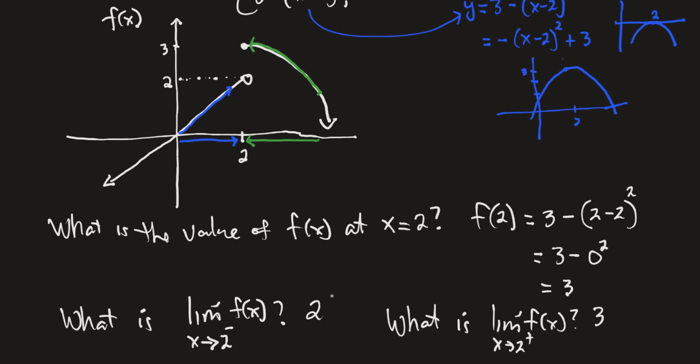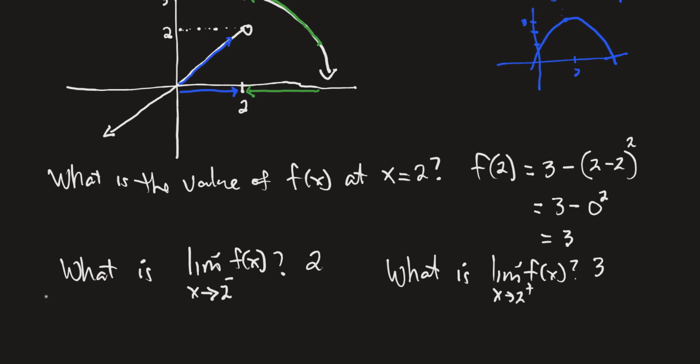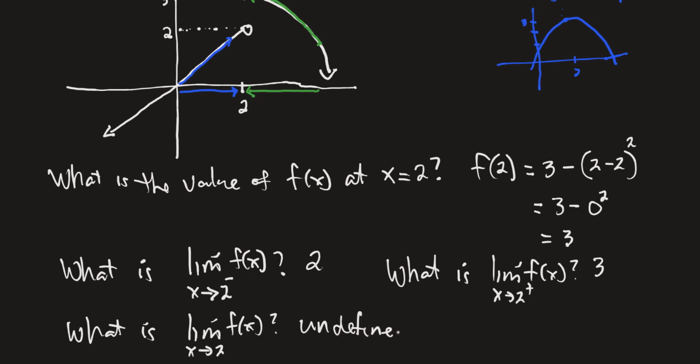But what do we say about the two-sided limit? So what is the limit as x approaches 2? What if we try to answer the question about the two-sided limit? Well, because these two numbers are different, it's like the function is not approaching the same value from both sides. So in this case, what we say is the two-sided limit is undefined, right? So this is undefined.